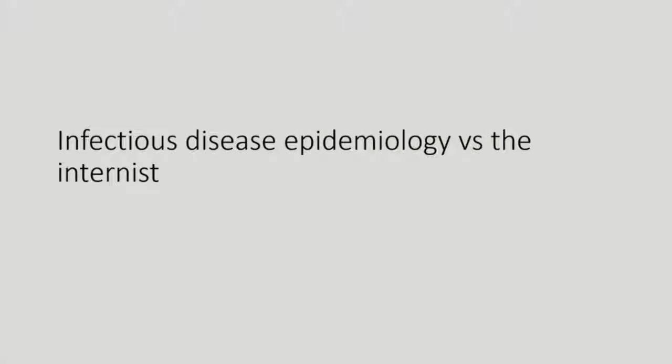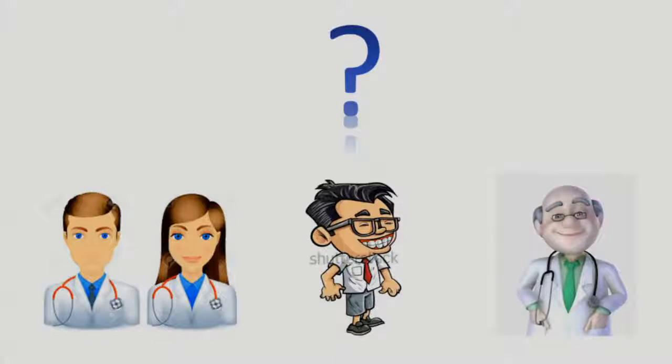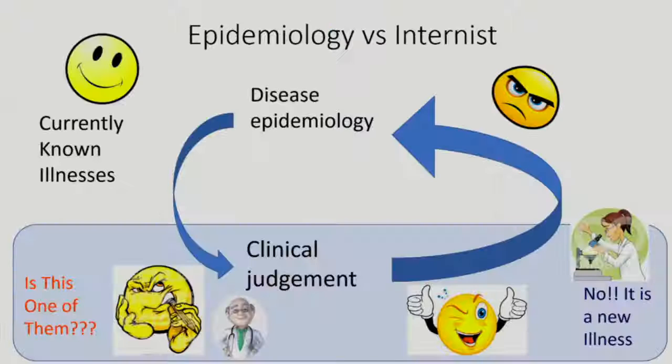Well, if you look at infectious disease epidemiology versus the internists, you have this very simple circle. You have the disease epidemiology, you have the guidelines for disease diagnosis and management, you do a clinical judgment, and you celebrate. Is that our role? Well, what I feel is, you have currently known illnesses, but we should think, is the illness that you are dealing with, or the patient, one of them. There you make the clinical judgment, and here is the discovery of a new disease. That is how you should do.